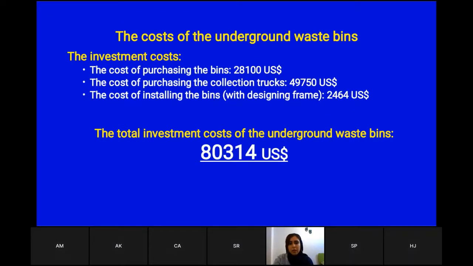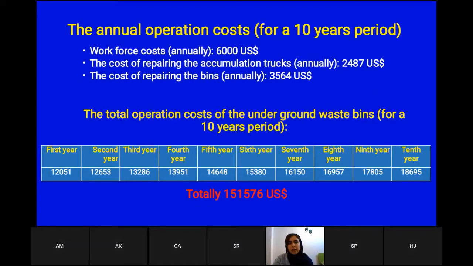The total investment cost of underground bins is about $80,314, and the total operation cost of the underground bins for a 10-year period is $151,576.